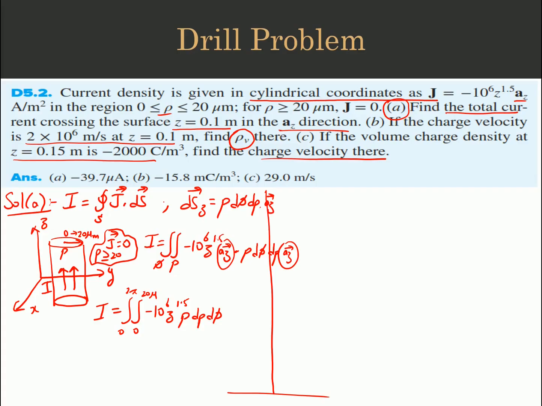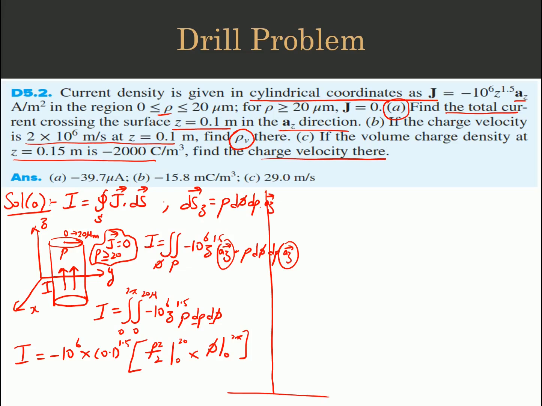Now we can solve it. So I equals, just bring the coefficients out, which is minus 10 to the power 6. z is not being integrated, so we can put in the value of z, which is 0.1, so I can write it as 0.1 to the power 1.5. These are the coefficients, and then the integral will be along d phi and d rho. So the integral of d rho will be rho square divided by 2, from 0 to 20, and we multiply it with d phi, from 0 to 2 pi. These are the integral limits.